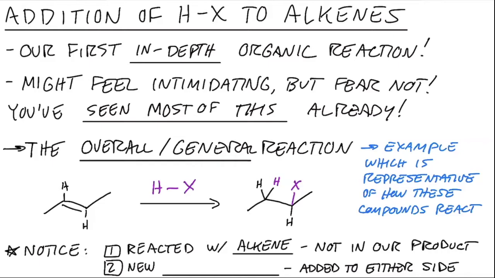Specifically, I'm talking about that pi bond, that alkene, and we know that because it's no longer there in our product. It's gone, so it's just disappeared. And by disappeared, I mean it's reacted. It hasn't magically disappeared. It's been converted into something else.